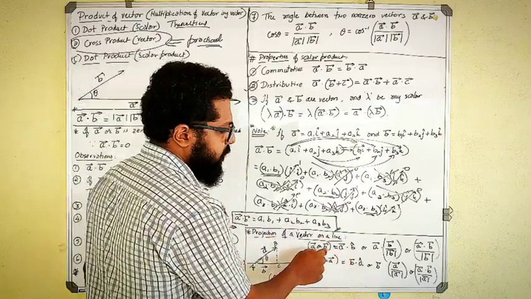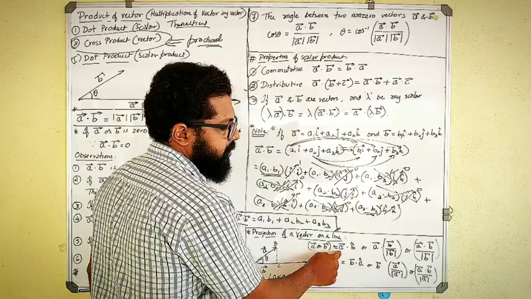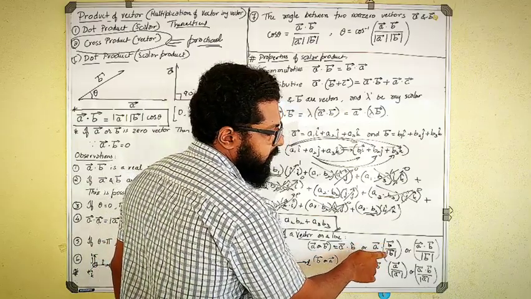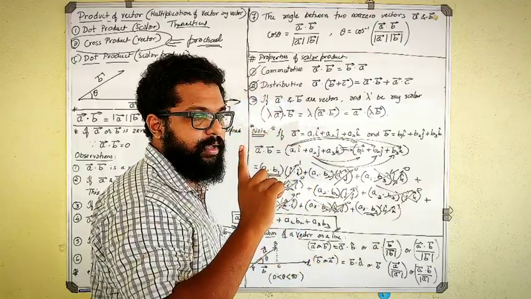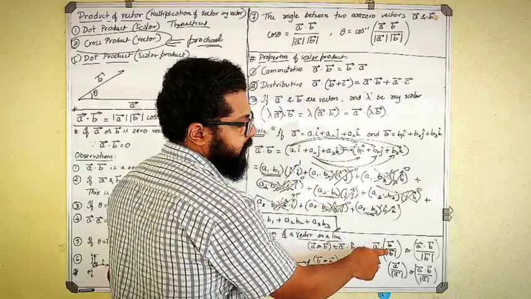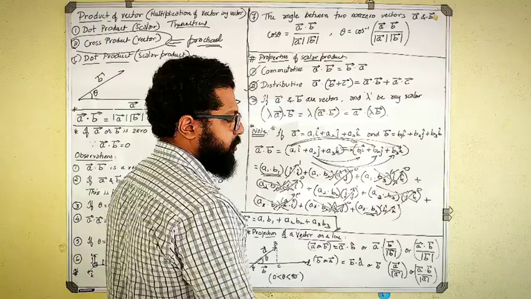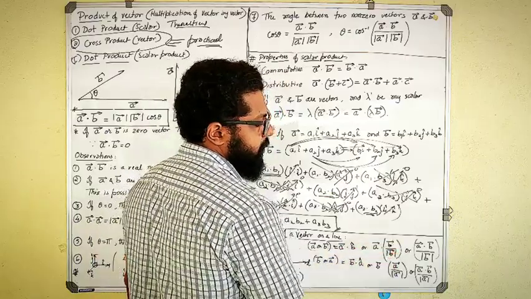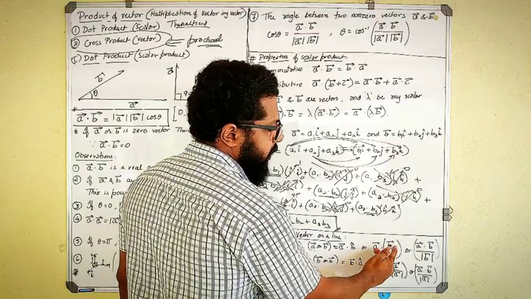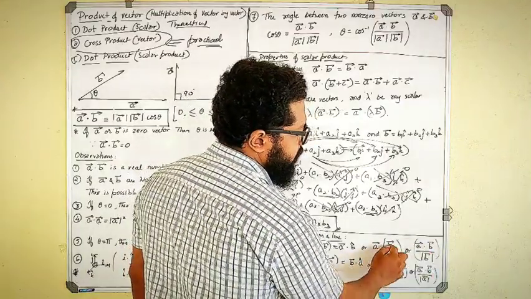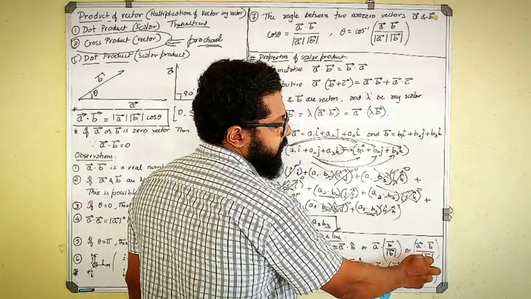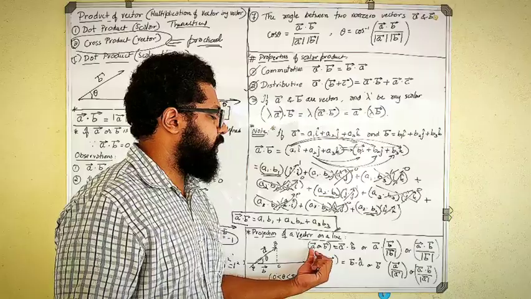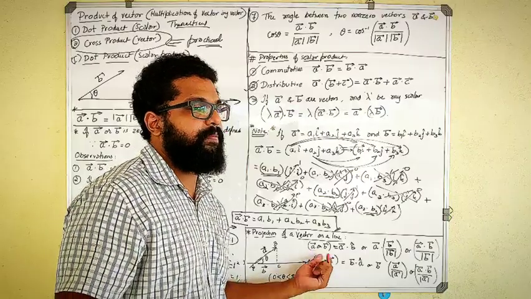So A on B is A vector dot B cap. You know the unit vector formula: B cap is nothing but B vector divided by the magnitude of B vector. So this can also be written as A vector dot B vector divided by the magnitude of B. I can also write it another way: the numerator is A dot B vector, divided by the magnitude of B vector. So this is the formula to find the projection of A vector on B vector.